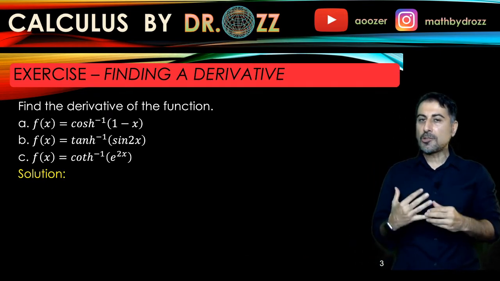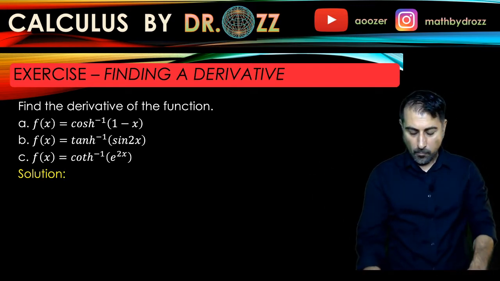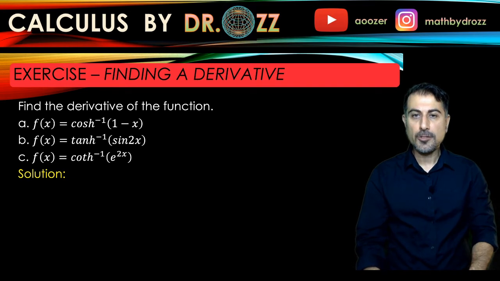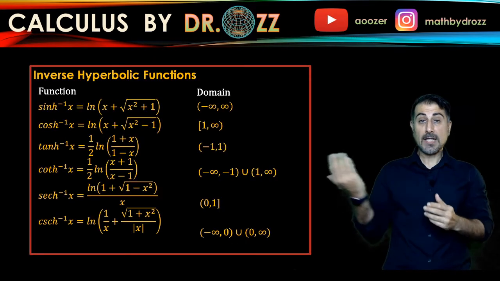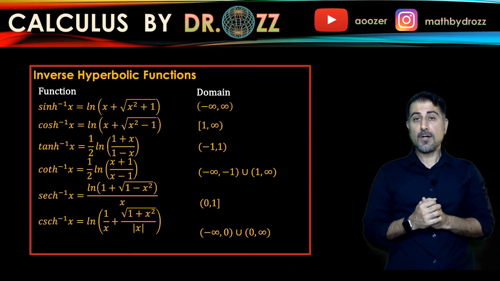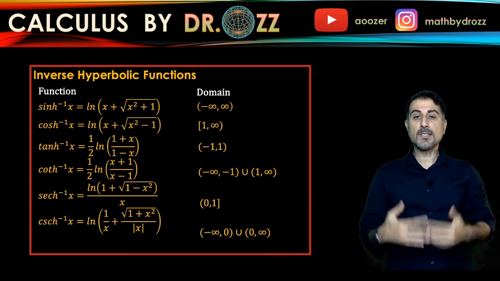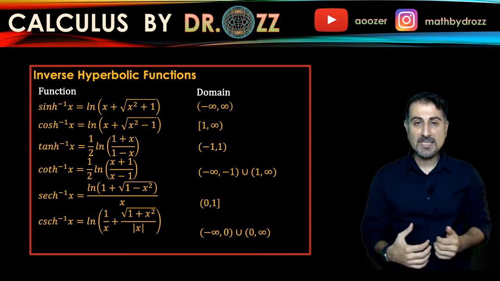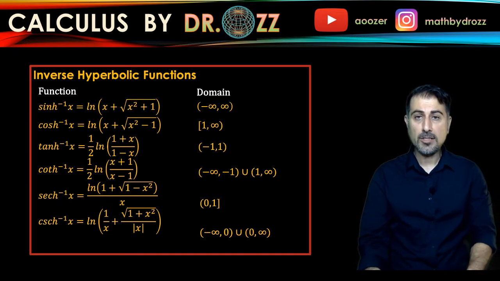To be able to treat these three cases here, first recall the definitions of inverse hyperbolic functions. In fact, these functions are written in terms of logarithmic functions, and they all come with specific domains. This is the starting point here.